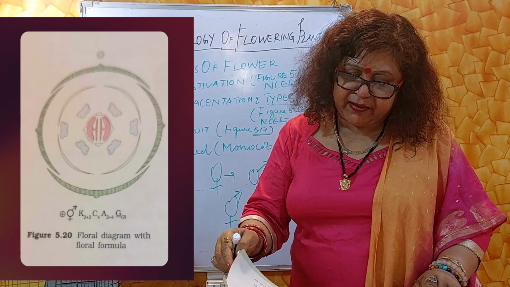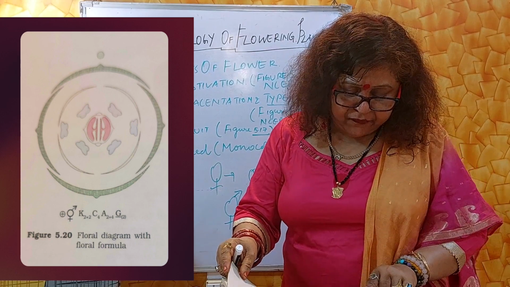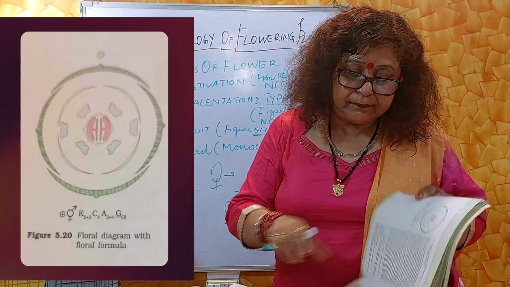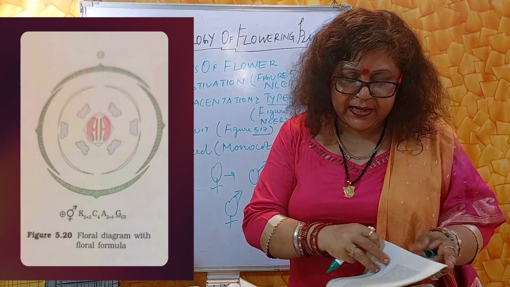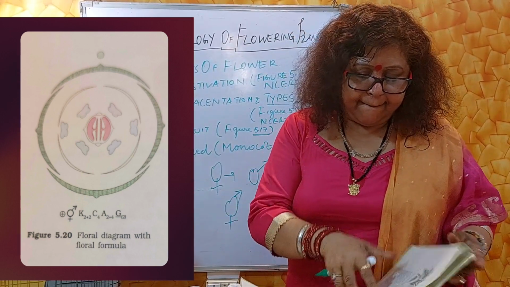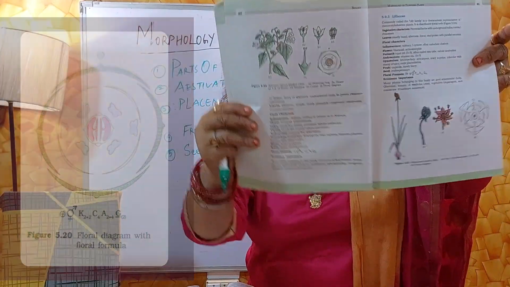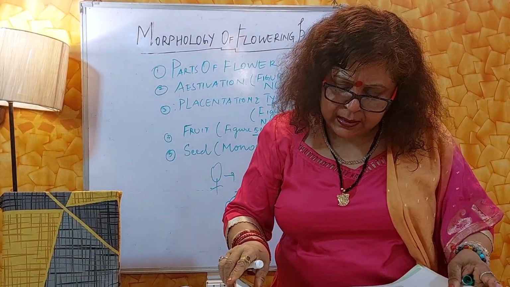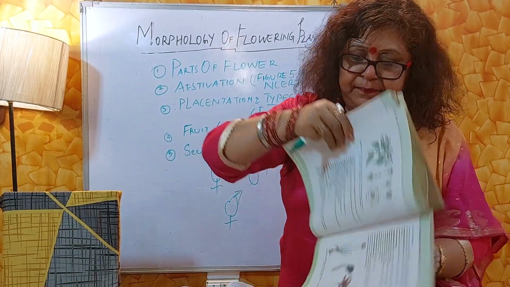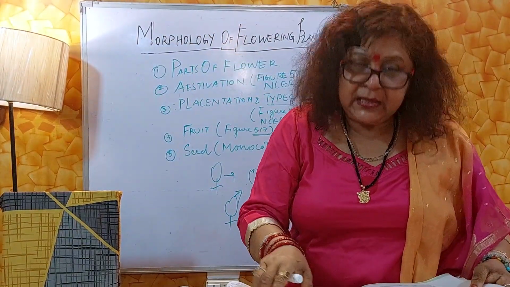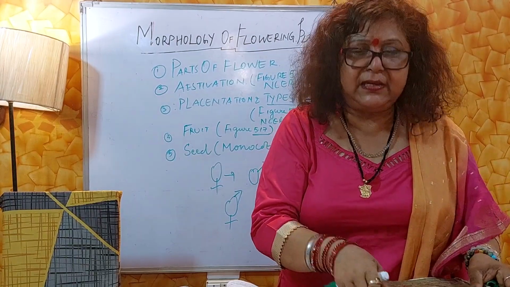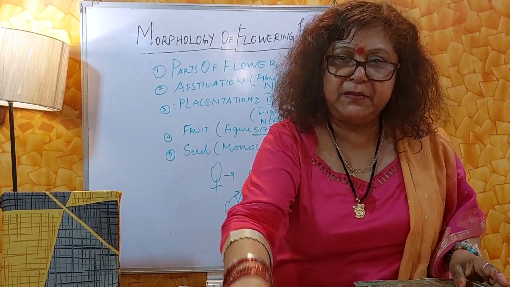Especially, in your book they have given you 3 families here. One is Fabaceae, this one. The second one is Solanaceae, this one. And the third one is Liliaceae, this one. This is done for the practicals, so your teachers must be showing it to you.